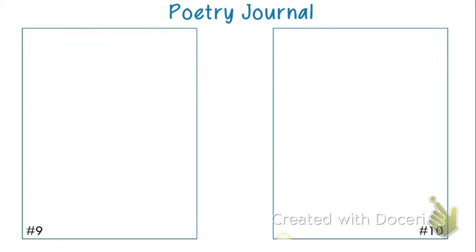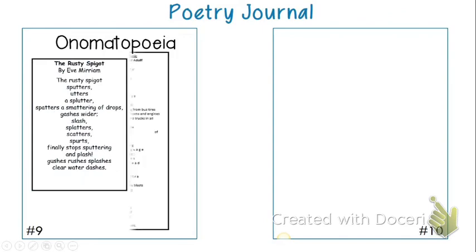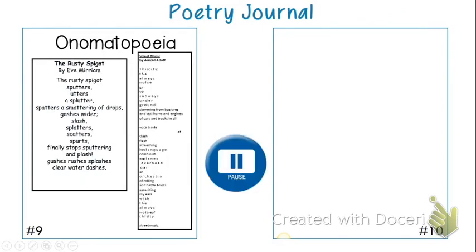All right, our poetry journal for today, we're going to be doing pages 9 and 10. On page number 9, I'd like for you to label this page Onomatopoeia. Onomatopoeia is spelled O-N-O-M-A-T-O-P-O-E-I-A. On this page, you're going to cut out both poems, the Rusty Spigot and Street Music, and you're going to use the glue stick to glue them to this page. So go ahead and pause and do that now.